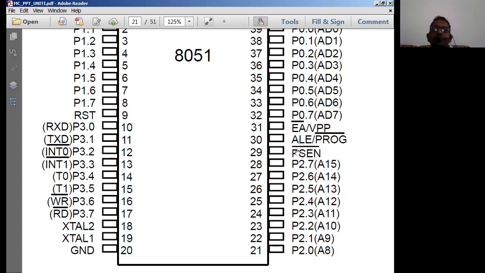Then what are the leftover pins we have? EA bar, ALE and PSEN. You should strictly remember these three pins compulsorily, because all the rest will come automatically because of the number of ports.